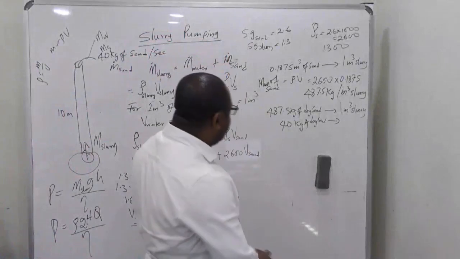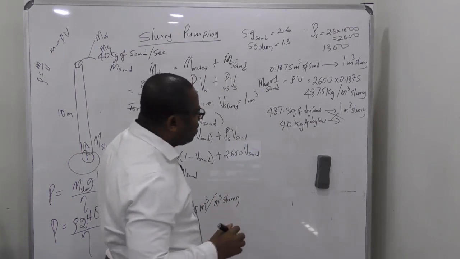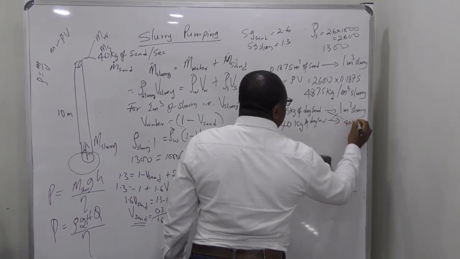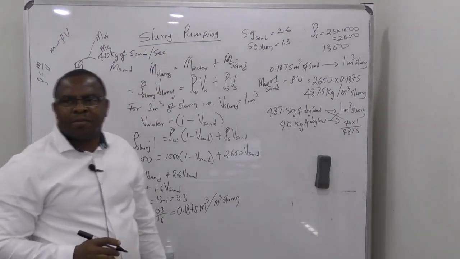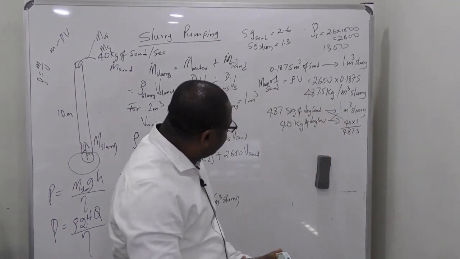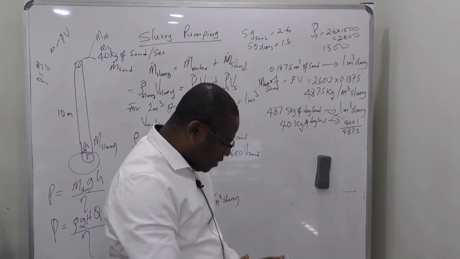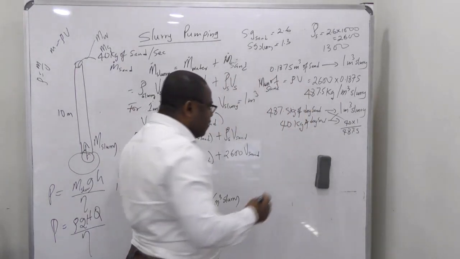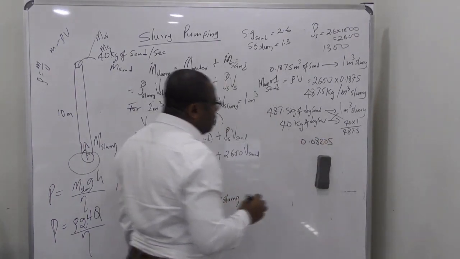Okay, so what will be the mass? What will be the mass of the slurry? It will now be this times this over that, which is 40 times 1 divided by 487.5. So we have 40 divided by 487.5, which is 0.08205. This will be the mass of slurry.